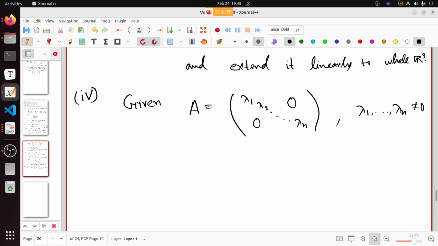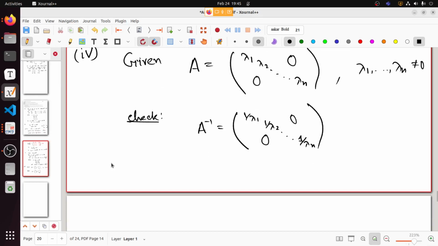So what will be the inverse of A? Check that A inverse will be given by 1 by lambda 1, 1 by lambda 2, ..., 1 by lambda n, right? So this will be the inverse. For a diagonal matrix you can easily check. Then if you compose, A composed with A inverse, and A inverse composed with A, will be the identity matrix, right?